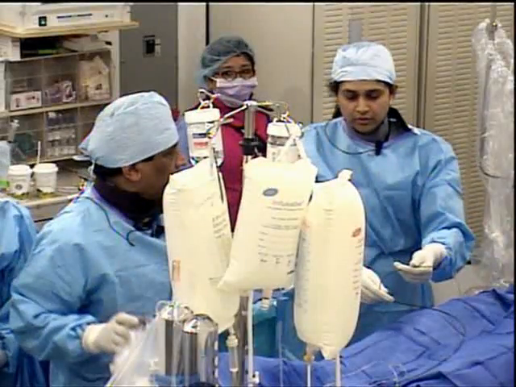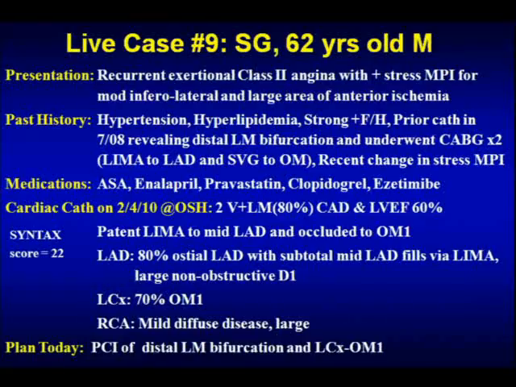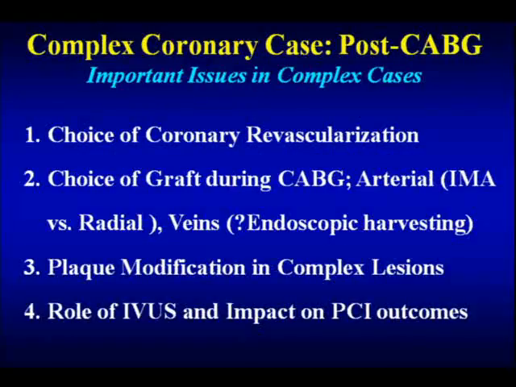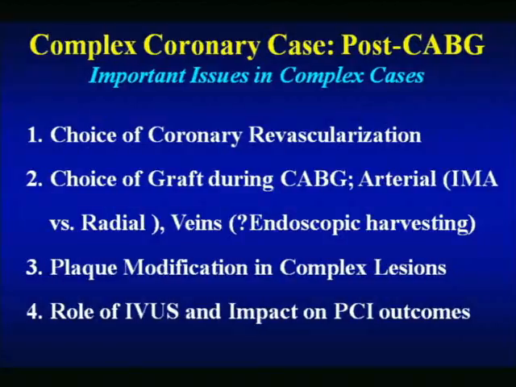Any questions regarding IVUS? I mean, we can redo. If anybody wants to put a question on our web, we can repeat it. But clearly what we found: mild disease at the osteal of the circumflex, significant disease in the proximal LAD and distal part of the left main going into the osteal LAD.